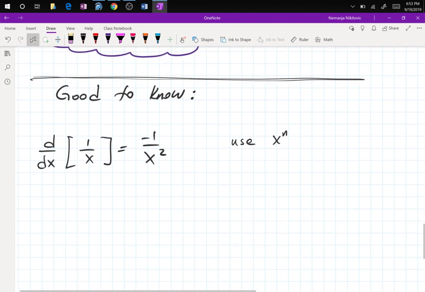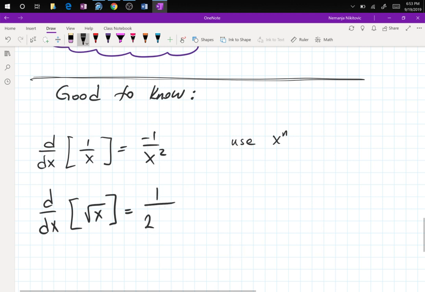And the second one is the derivative of square root of x. That's another one that is all over the place. And if you just memorize that it's 1 over 2 root x, you are good to go. You also use x to the n to prove this formula.